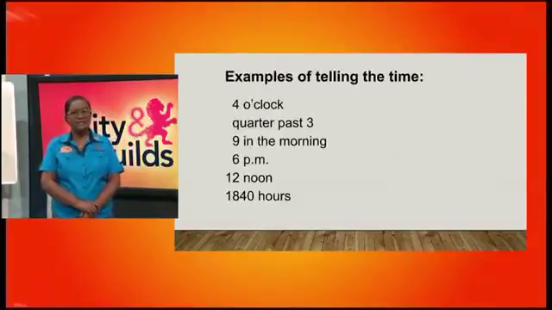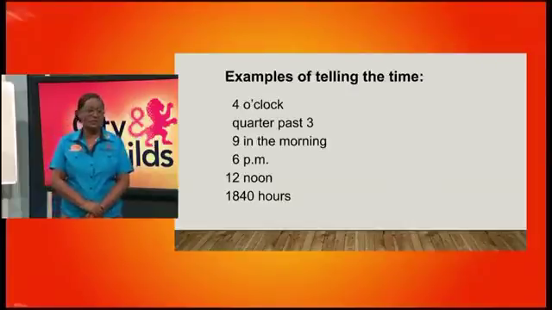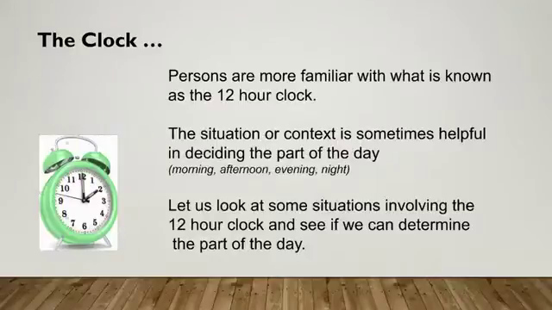Some examples of telling the time. It is now 4 o'clock. It's 3:15. It's 9 in the morning. It's 6 p.m., 12 noon. And if we use a 24-hour clock, it is 1840 hours. Persons are more familiar with what is known as the 24-hour clock. The situation or context is sometimes helpful in deciding on the time of day. So we're talking about whether it's morning, afternoon, evening, or night. Look at some situations involving the 12-hour clock and see if we can determine the part of the day.